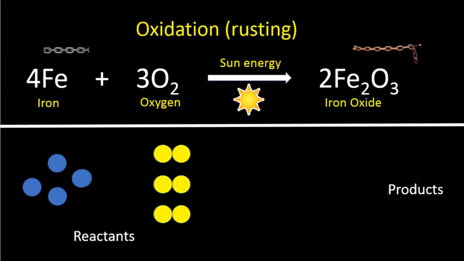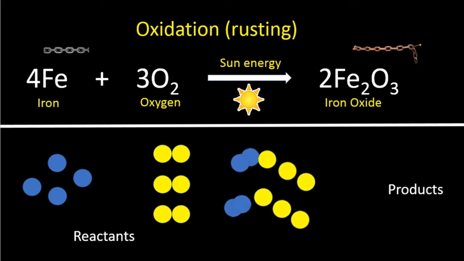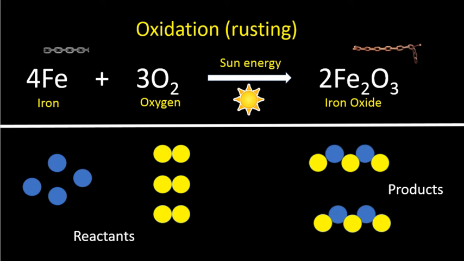Those atoms break apart, and during the reaction they reform into 2 molecules of iron oxide. So on the left, the molecules that are reacting together, those are the reactants, and then on the right, the material that is produced is called the products.